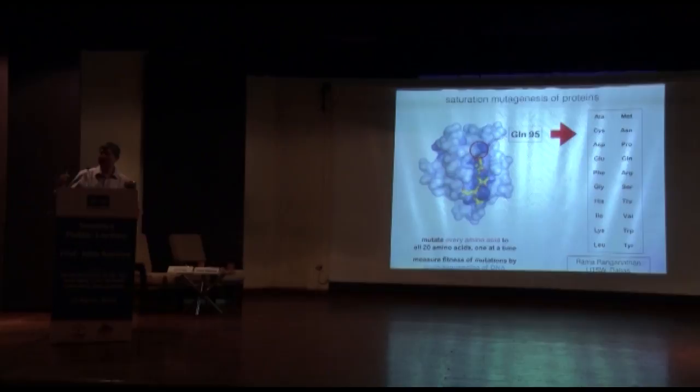We can just do this now on a much, much smaller scale for single proteins or classes of proteins in a test tube. And then as long as you have a way to separate a cell which has a working protein from a cell that doesn't have a working protein, you can sequence the gene for this protein before and after selection, which lets you score what works.